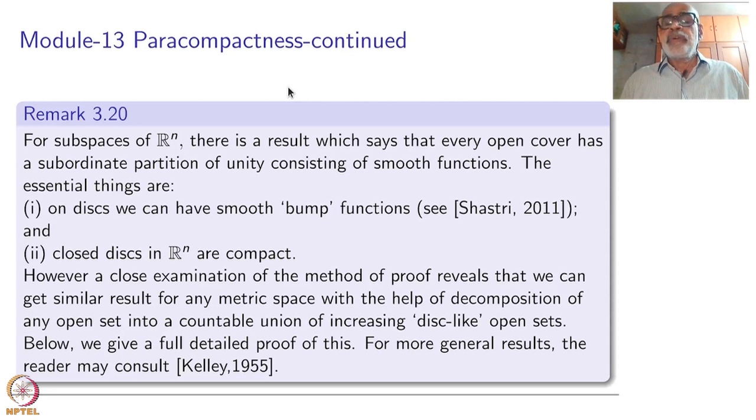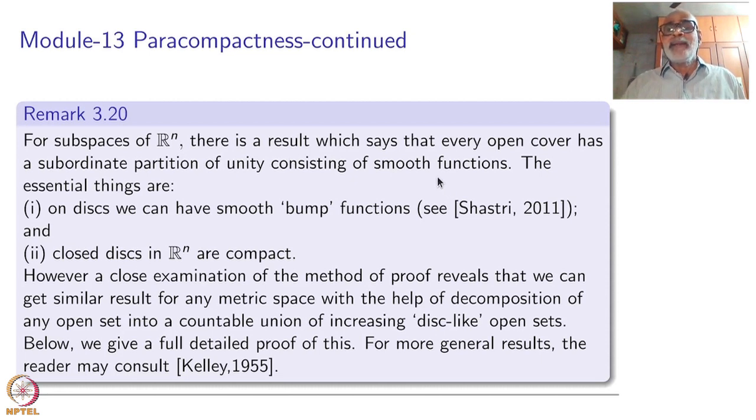For subspaces of Rn, there is a result which says that every open cover has a subordinate partition of unity consisting of smooth functions. The word smooth will not have any meaning when you are studying arbitrary topological spaces and paracompactness of that, or partition of unity of that. Inside Rn such a thing is possible.